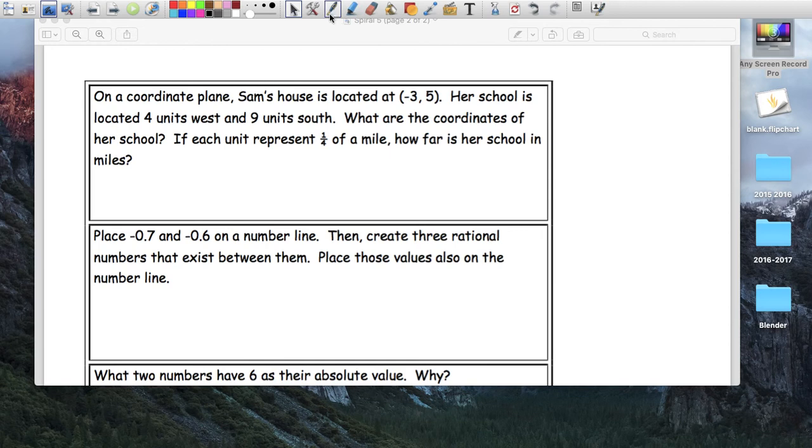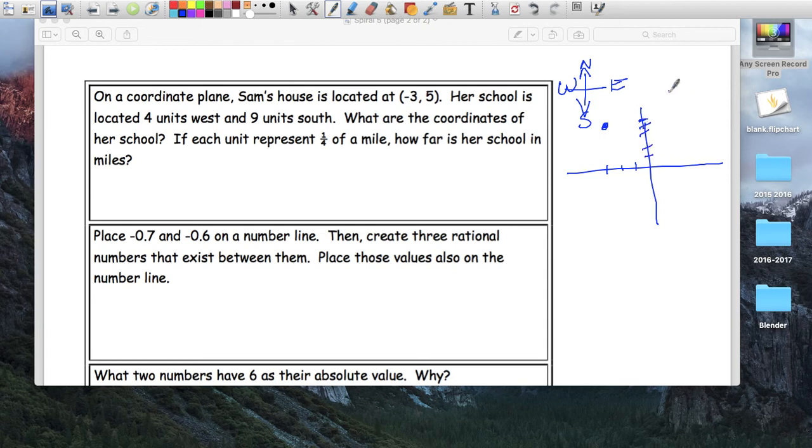Just FYI, that's north, that's south, that's east, that's west. Okay, so I'm going to try doing it like this. So -1, -3, and -5. So 1, 2, 3, -3, and 1, 2, 3, 4, 5. So she's located here, Sam's house. 1, 2, 3, 4, 5.